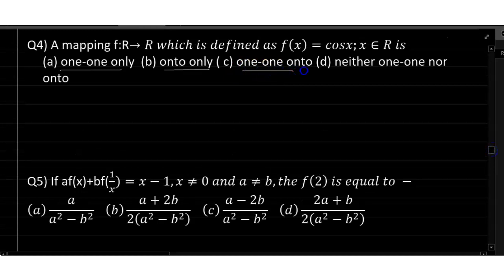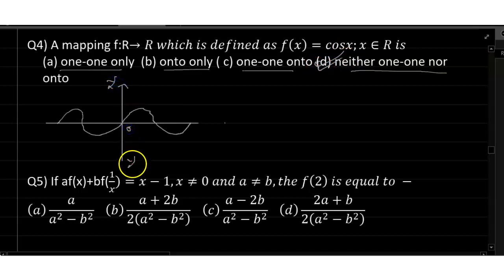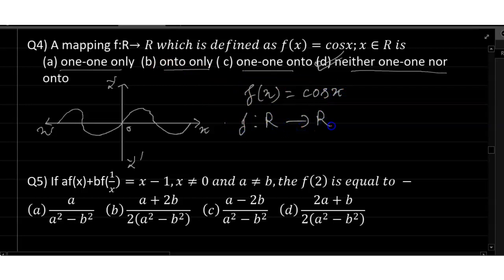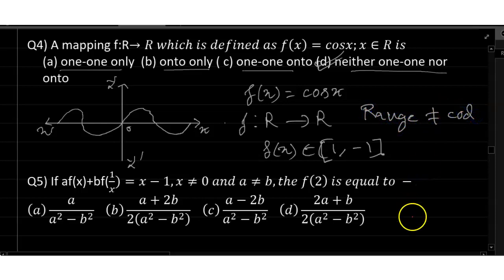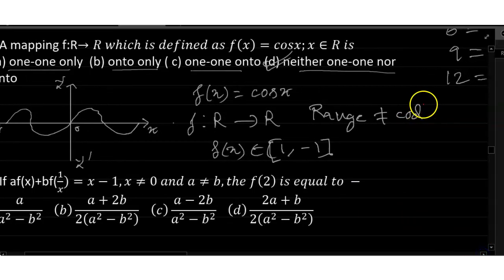You will count neither one-one nor onto. Obviously, it is neither one-one nor onto. Why? f(x) is equal to cos x, a function from R to R, and f(x) belongs to the closed interval minus 1 to 1, so the range does not equal the codomain, so it is not onto.